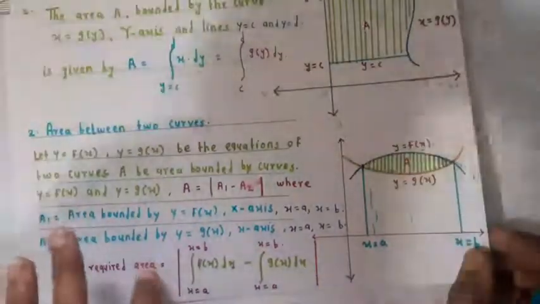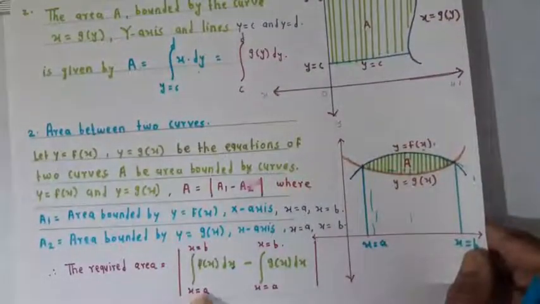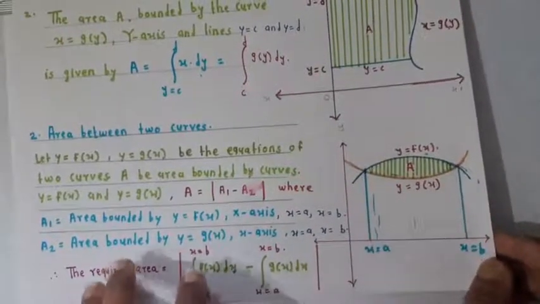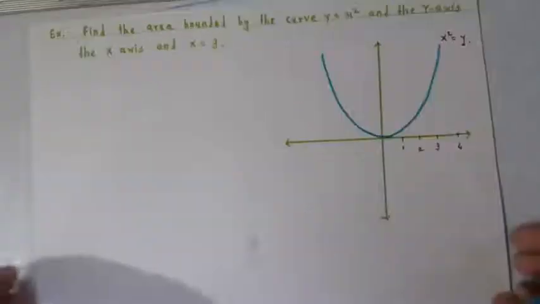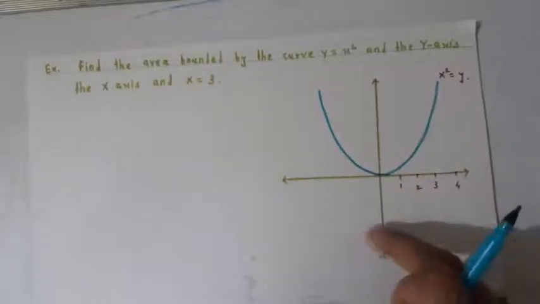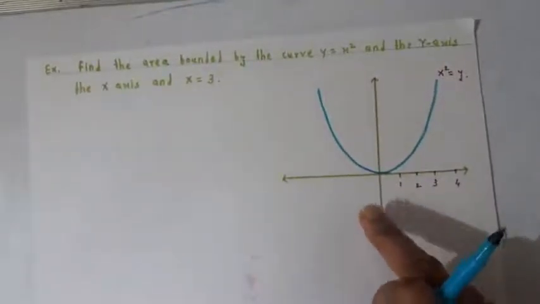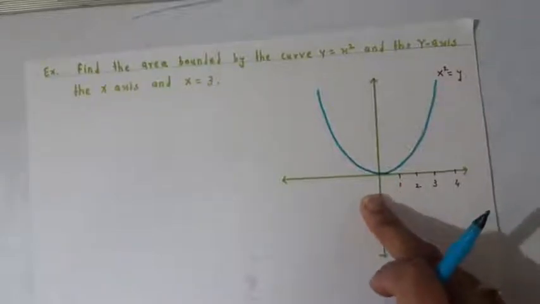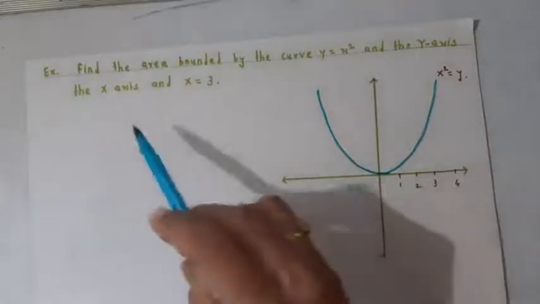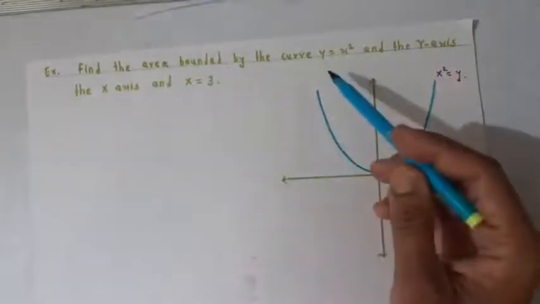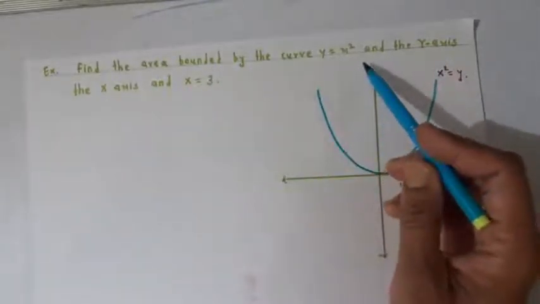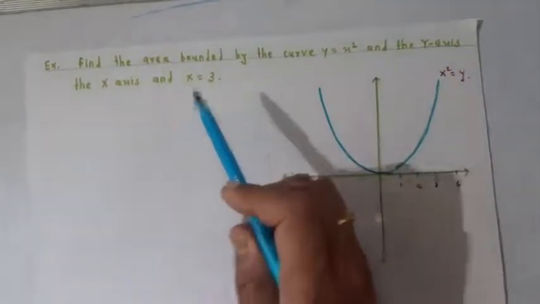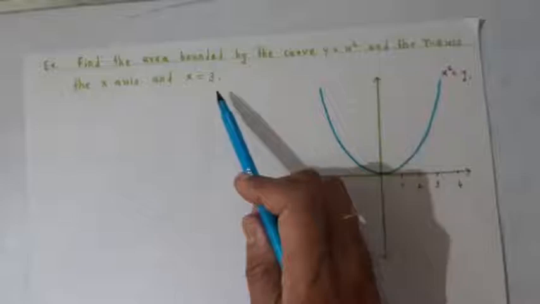In this way we have to find the area of the different curves that are given. Now let us solve an example related to the area under the curve, which is an application of definite integration. The problem is: find the area bounded by the curve y equal to x square, the x axis, and x equal to 3.